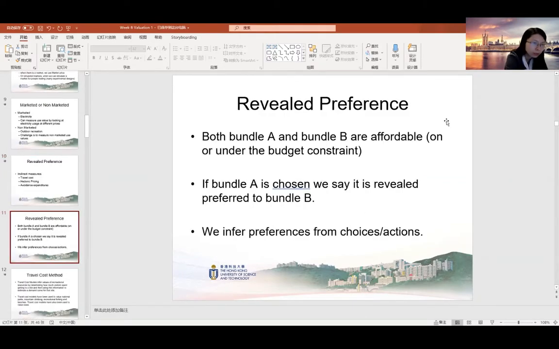So again, the idea of revealed preference is that when both bundle A and bundle B are affordable, how do your choices tell us about your preferences? How do your choices reveal your preferences? If bundle A and bundle B are both affordable and bundle A is chosen, it is revealed preferred to bundle B.